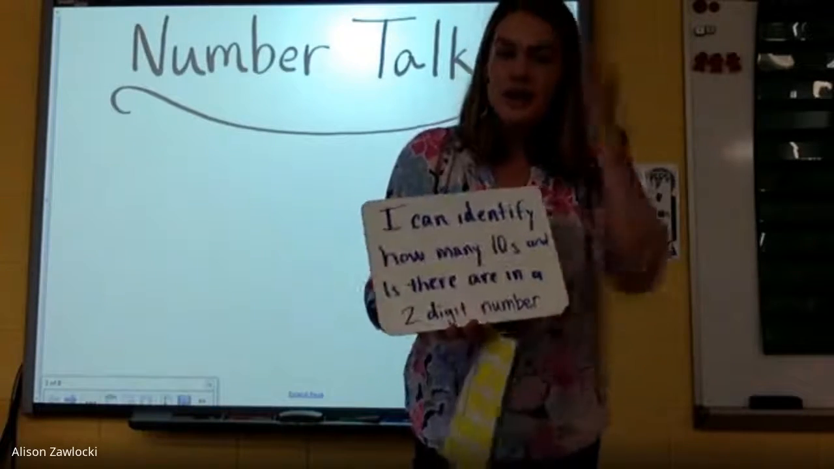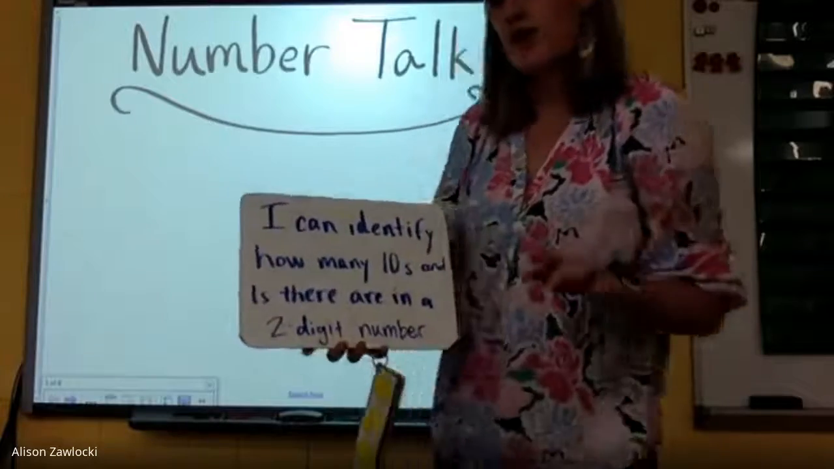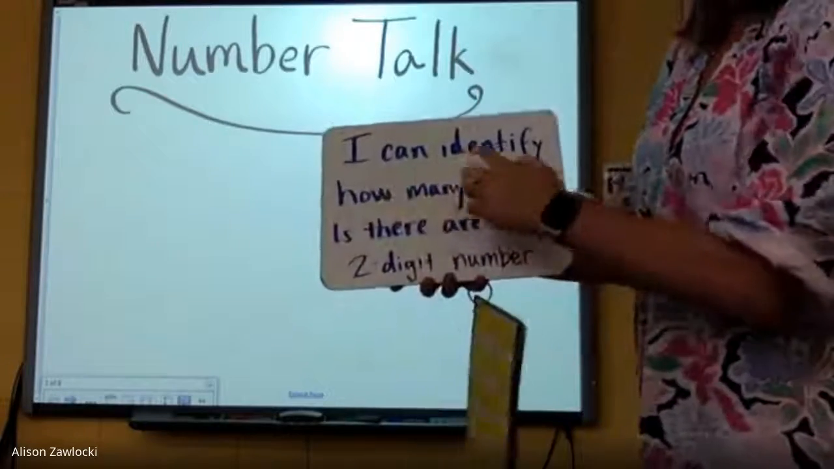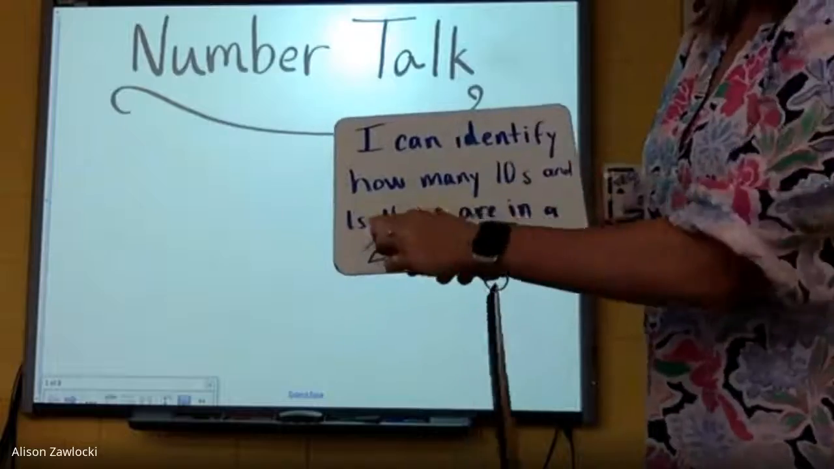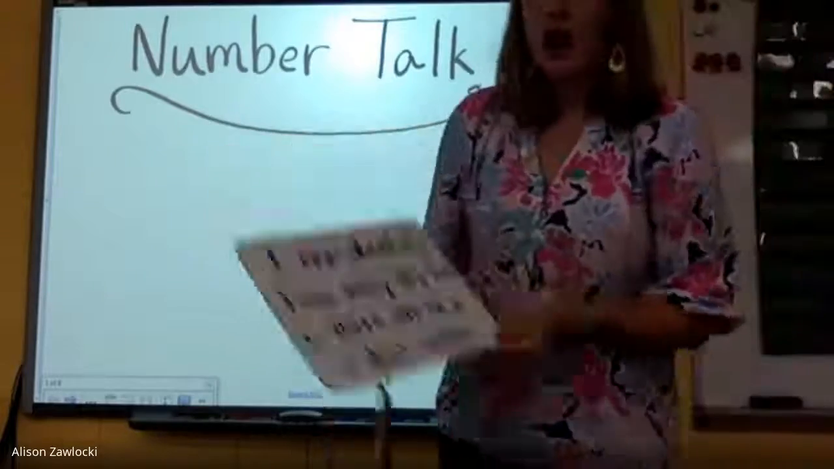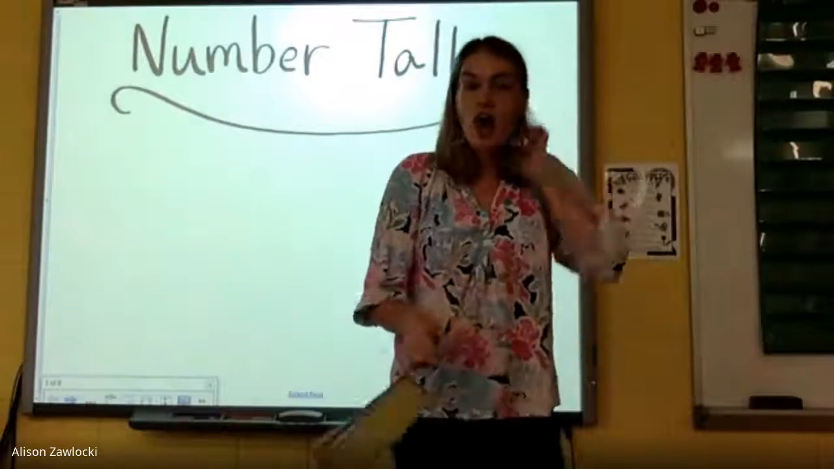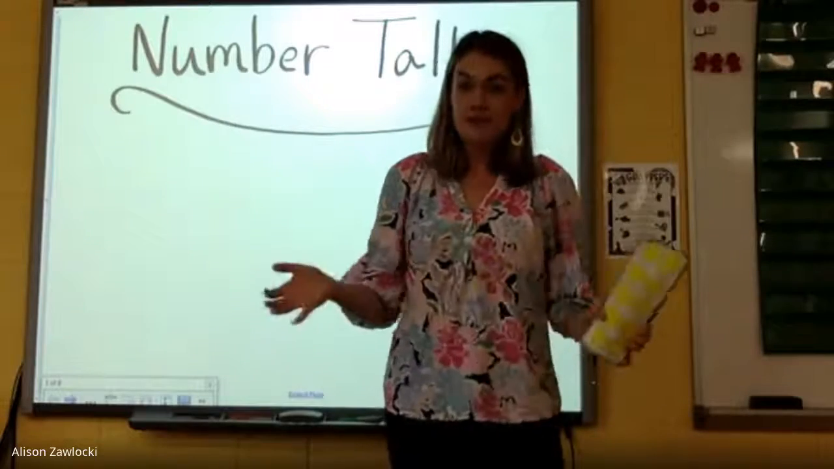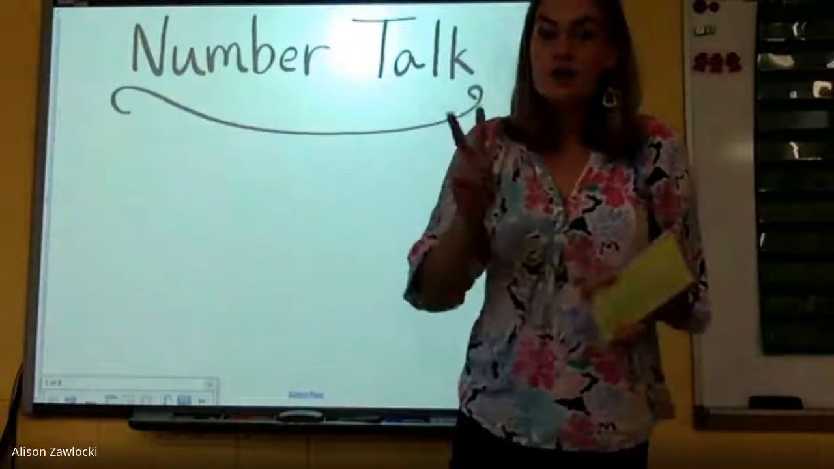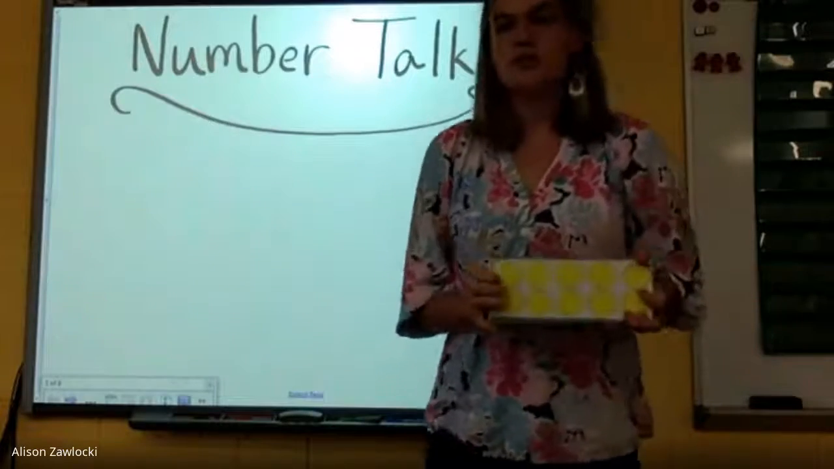Let's go over our I can statement first before we get started. Let's read it together. I can identify how many tens and ones there are in a two-digit number. Remember, we started to learn this yesterday. We met some friends and we are learning how to identify how many tens and ones there are in a two-digit number. All right, let's get started with our number talk.